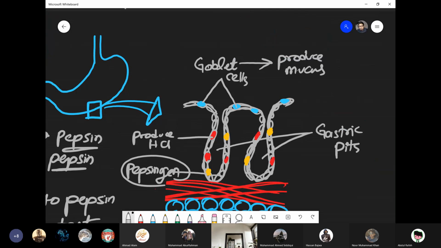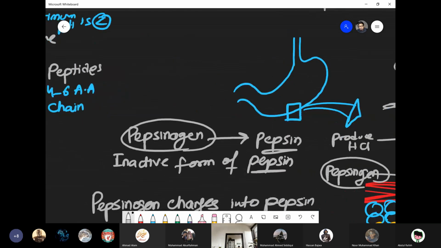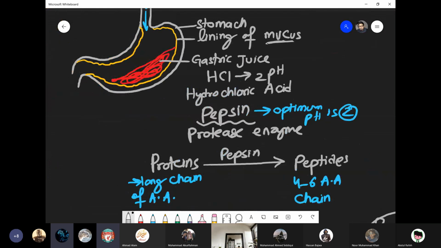So in the gastric pits, there are special cells, and those special cells of the gastric pit produce HCl and pepsinogen. And pepsinogen is the inactive form of pepsin, and it can change into the active form when it comes in contact with the HCl. Pepsinogen can change into pepsin when it comes in contact with the HCl. Understood, everyone? Yes, sir.